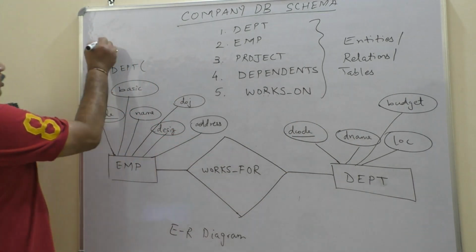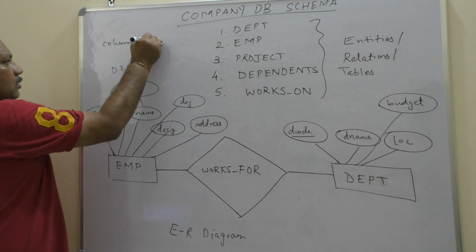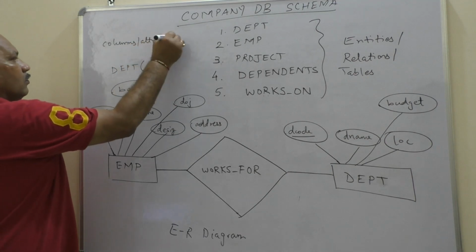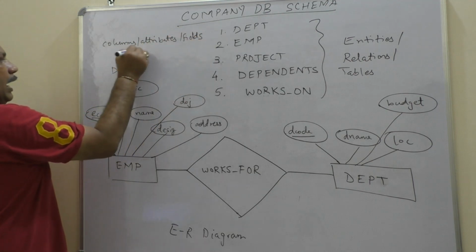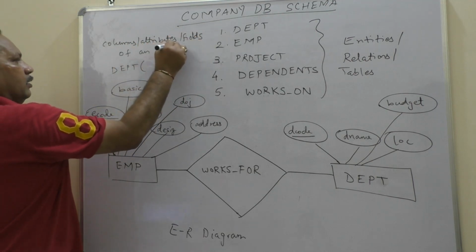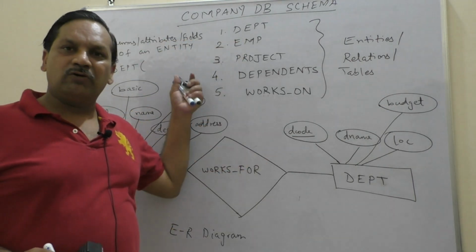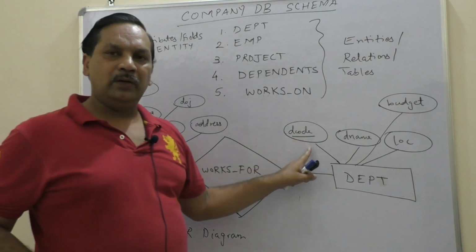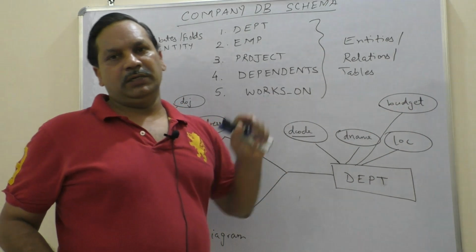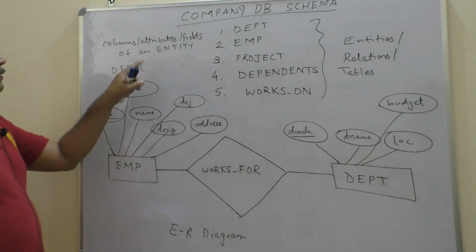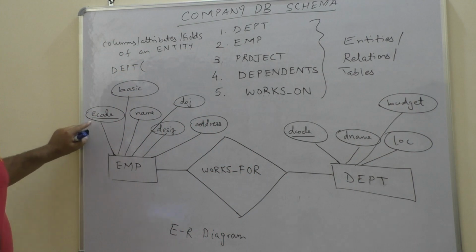Columns or attributes or fields of an entity. So if I say department is an entity, it has certain columns. What are the columns or attributes of department? Department code, department name, DNAME, budget and location. I hope you are getting it. Now second, employee. What is this? Employee code, which is the key field. Which is the key field.